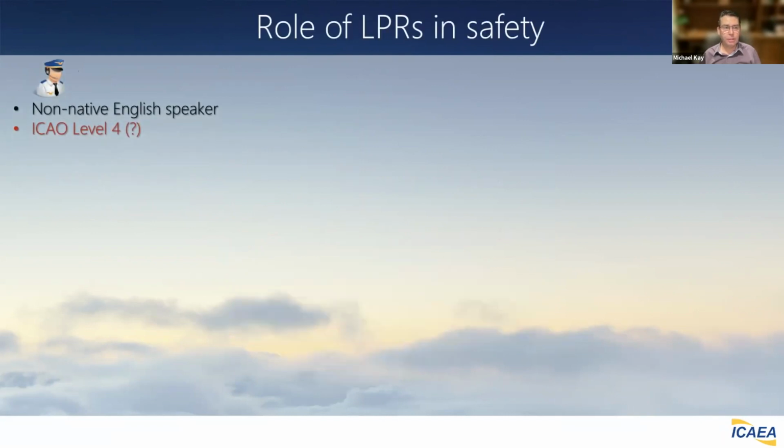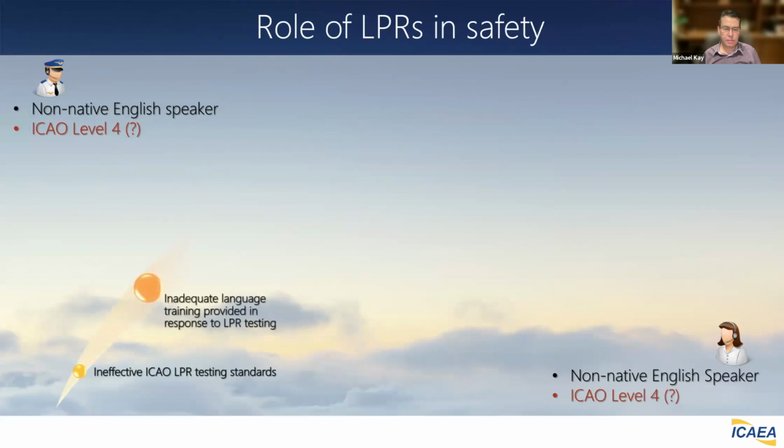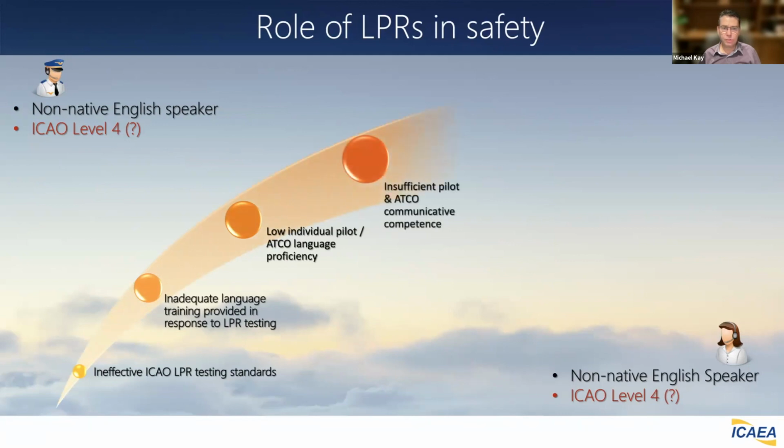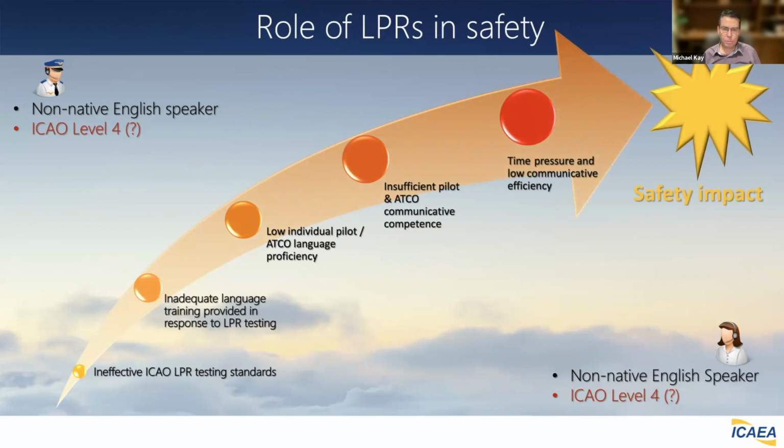Let's have a look at a scenario here. Imagine we've got a non-native English-speaking pilot who's got this level 4, a questionable level 4, issued in his license, and he's got to talk to a non-native English-speaking controller, also with this questionable level 4. Well, we've got ineffective testing standards globally. That can lead to problems with language training, ineffective language training. So those individual pilots and controllers may have low language proficiency and therefore insufficient communicative skills to actually negotiate meaning and become aware of what's actually transpiring, particularly with time pressure and low communicative efficiency. There are clear safety impacts here.